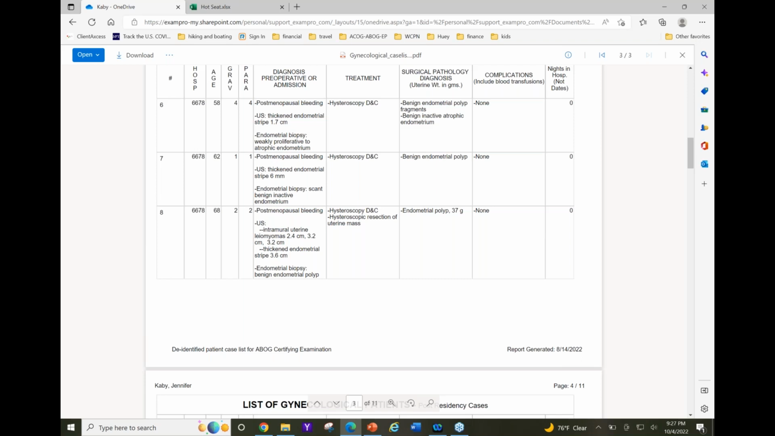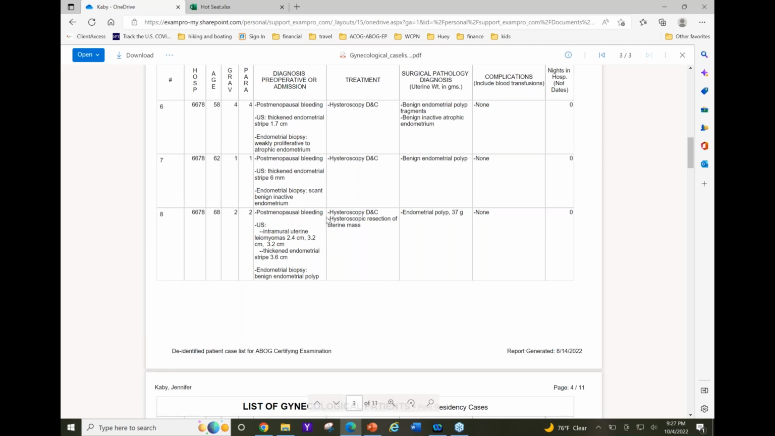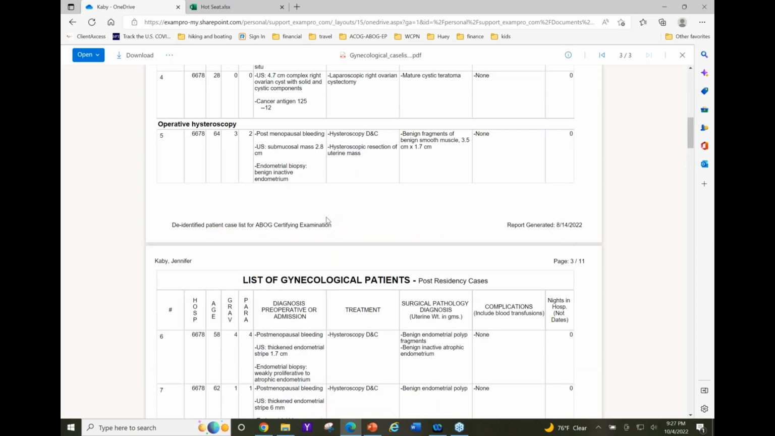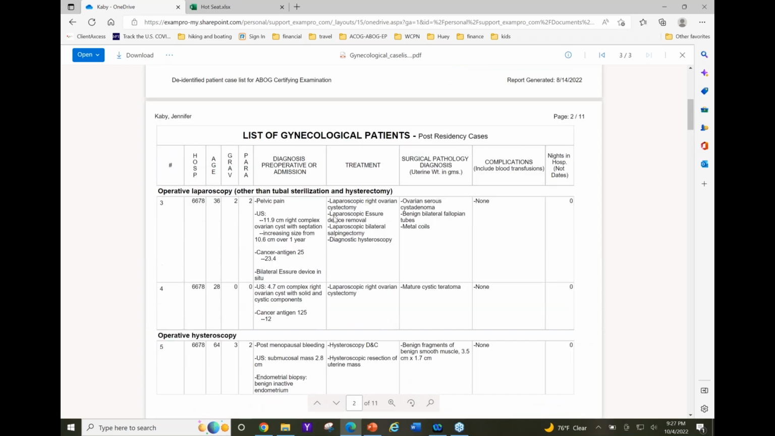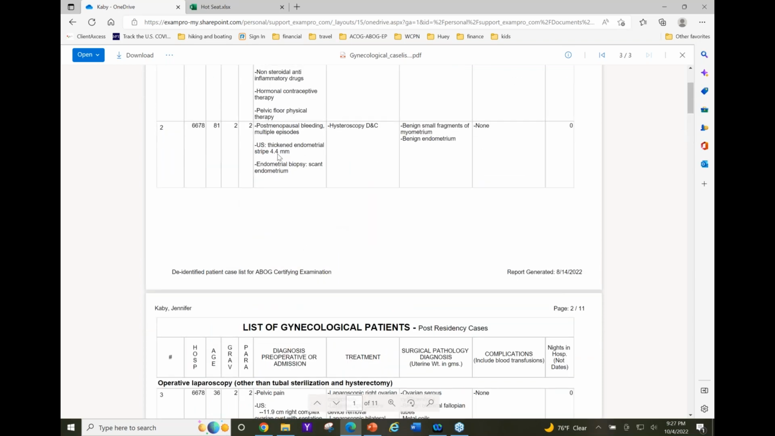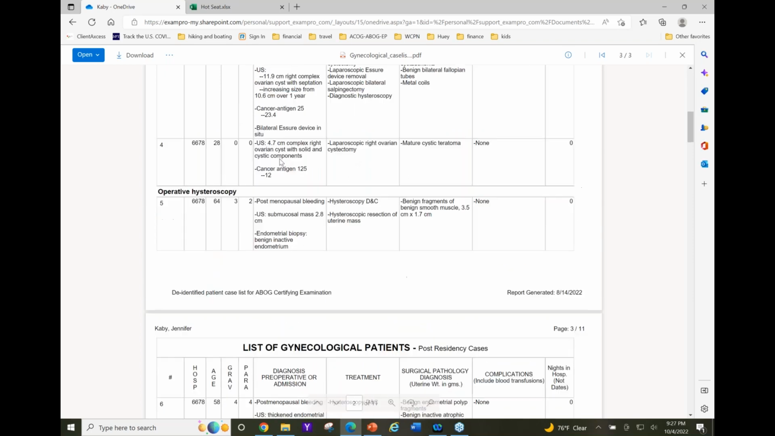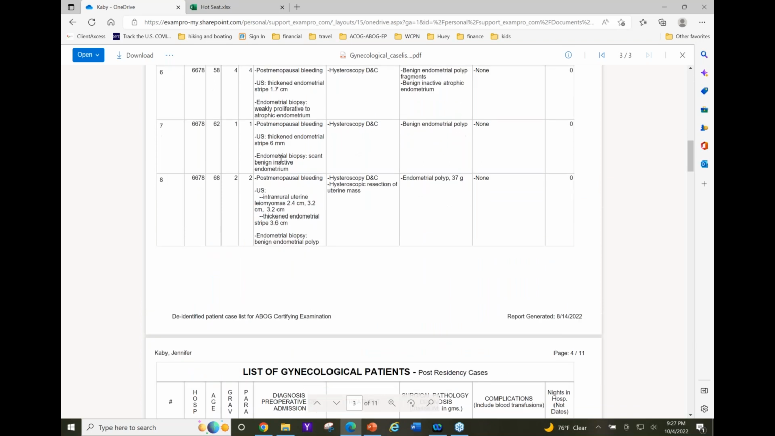Okay, so one thing I noticed on your list, you have a lot of postmenopausal bleeding, and in multiple of those cases, you comment on the thickness of the endometrium. So case number 2, I saw a thickened endometrium stripe, 4.4 millimeters. Then I get down to the other extreme, case number 8, 3.6 centimeters. So tell me, how do you interpret an ultrasound with a thickened endometrial stripe?